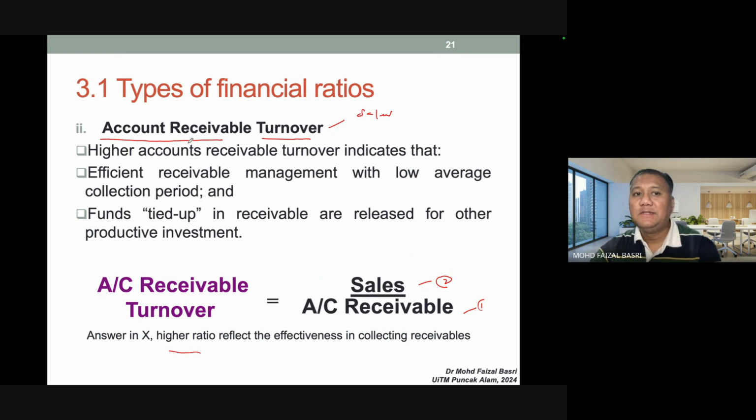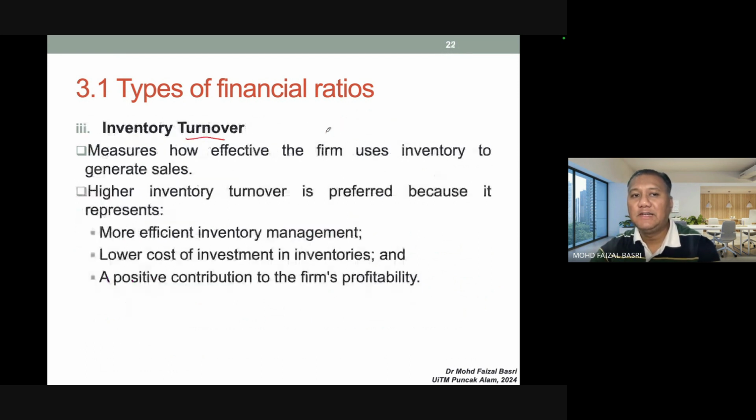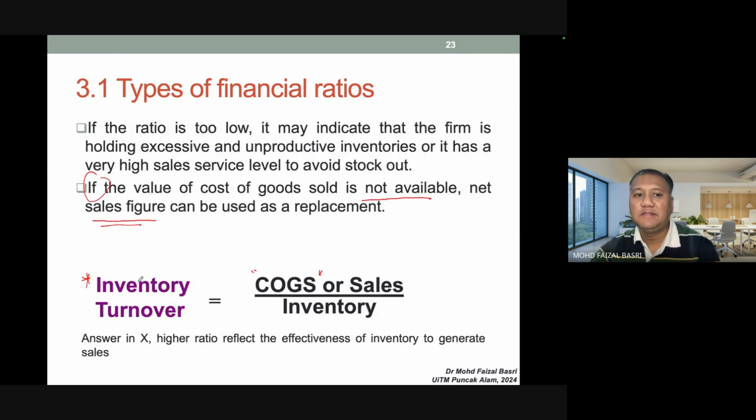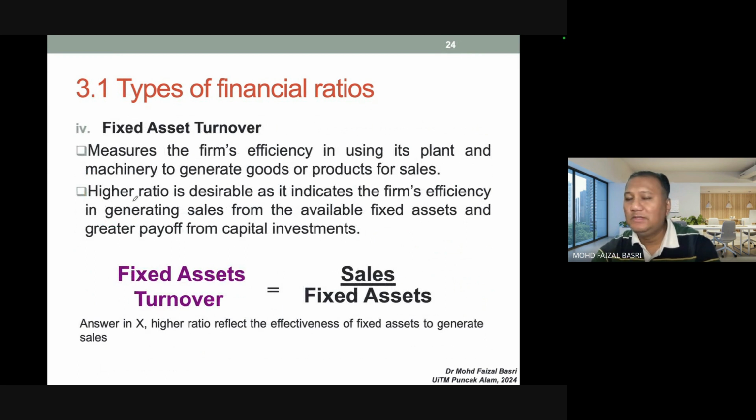Okay, cuma this sales turnover tak guna pakai untuk inventory because I letak asterisk kat sini because priority is given to cost of goods sold. Kalau tak ada baru guna sales. Okay, only special for inventory turnover we use cost of goods sold. But for the next two, it goes back to the same formula lah.